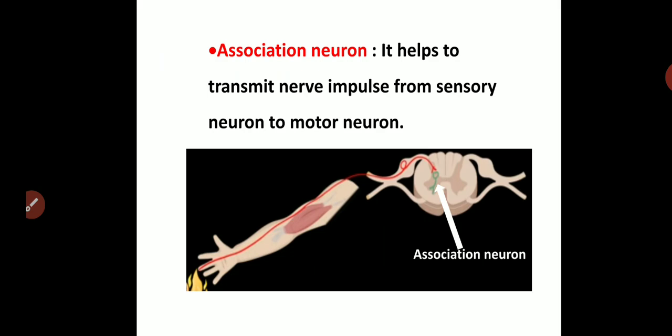Then from there, it passes on into the interneuron, also called the association neuron. When the message goes to the spinal cord, it takes a decision whether the information is to be sent to the brain. If it is an emergency, it gives the reply back directly by itself. It does not involve the brain. So the association neuron does the work of transferring that information to the next neuron.